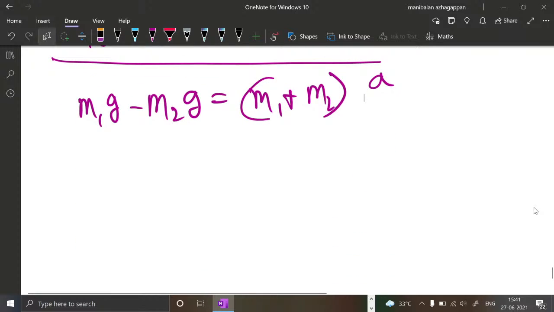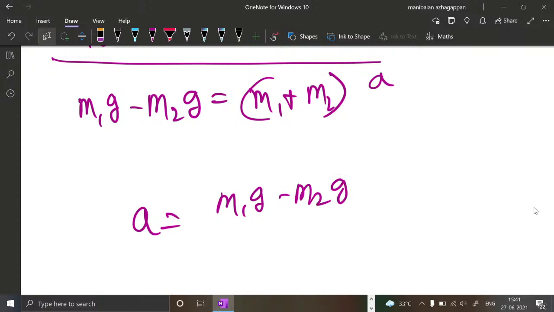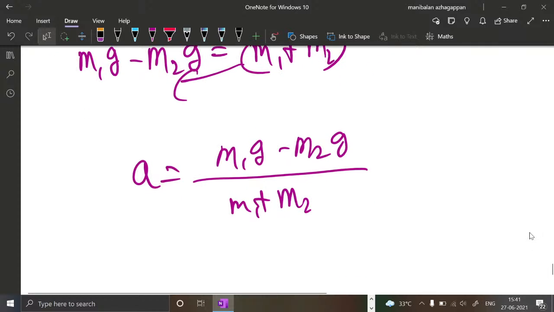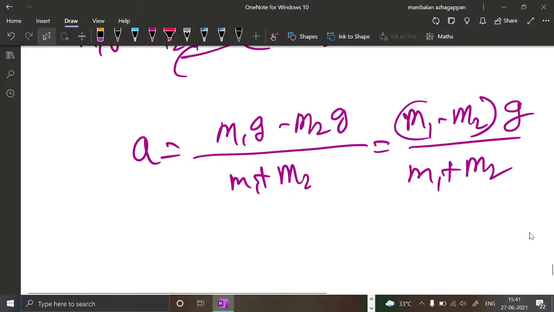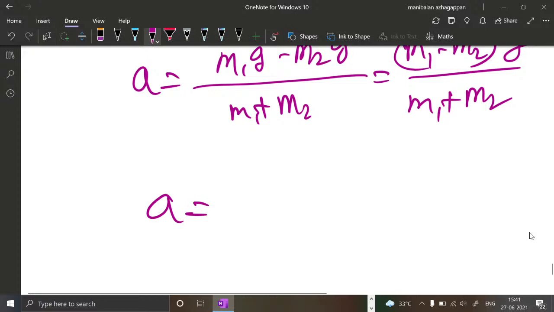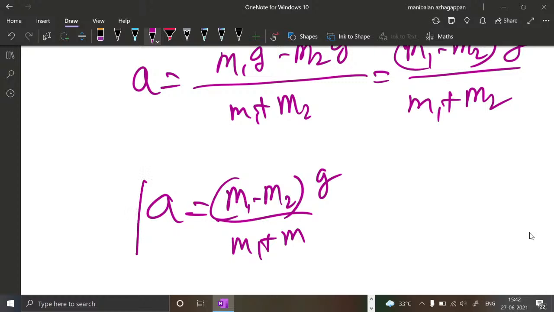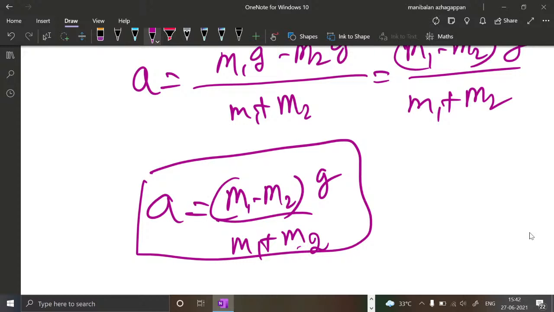If you want a, a is equal to M1g minus M2g, which you can bring as a denominator, divided by M1 plus M2. In the numerator you can take g as common. (M1 minus M2) g divided by M1 plus M2. I got the acceleration of the pulley system. When the string is moving on the pulley, you can write like this: (M1 minus M2) times g divided by M1 plus M2. It's very simple. Laws of motion, this is the very basic formula I have given.